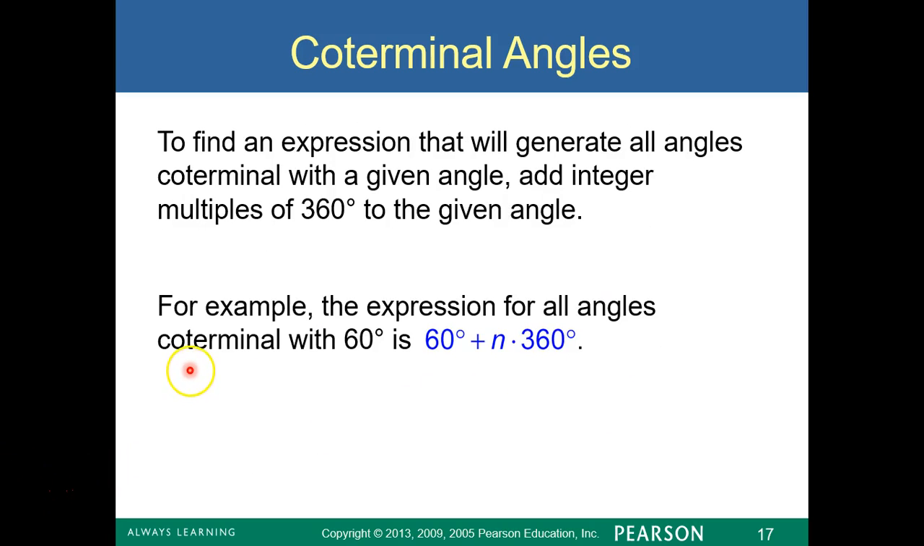So for coterminal angles, to find an expression that will generate all angles coterminal with a given angle, add integer multiples of 360 to the angle that you are given. For example, if you're given 60 degrees and you're asked to find an expression for all angles coterminal to 60 degrees, then this is your expression right here: 60 plus some number n, any counting number, 1, 2, 3, 4 on up, times 360. That will generate all angles coterminal to 60 degrees.